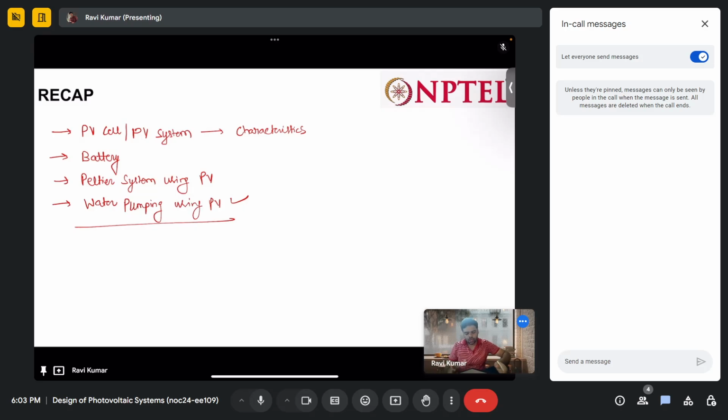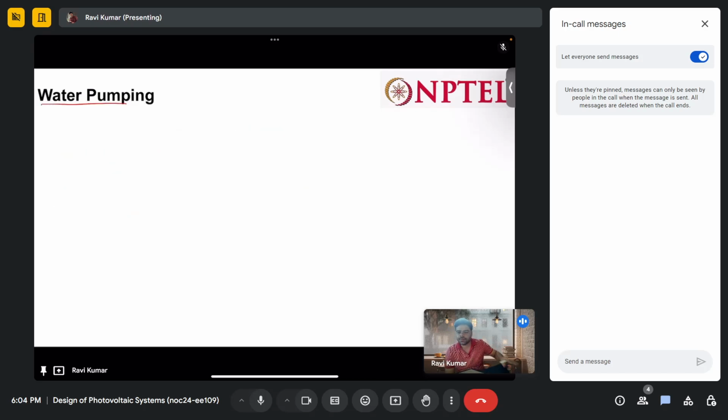Yes. So first understand what are the components of this water pumping system. So we should have a motor with pump, then we should have a solar PV module or array of module. Then by integrating these two things, our system will complete. So let's start by understanding what this pumping system is.